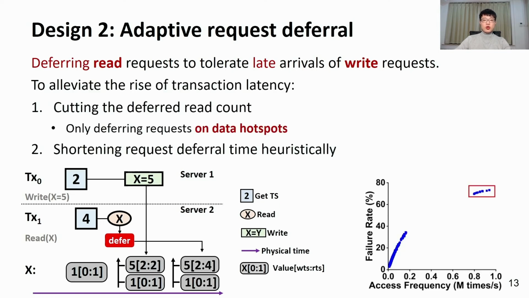To alleviate the rise of transaction latency caused by deferrals, Aurogon uses two methods. First, we find that requests executed on data hotspots have a higher failure rate, so Aurogon only defers requests on data hotspots to cut the deferred read count. Second, Aurogon shortens the request deferral time heuristically to avoid presetting an overlong deferral time.